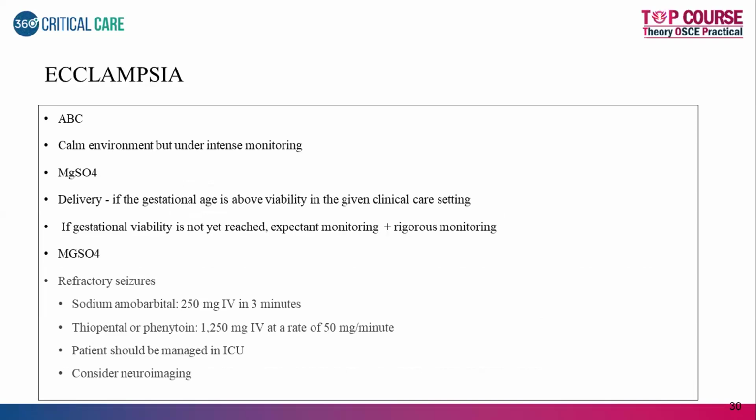If any patient has eclampsia, the first important thing is your ABC: airway, breathing, circulation. Then calm the environment. Give magnesium sulfate. Deliver if the gestational age is above viability in the given clinical care setting. Suppose the patient has not reached viability, then expectant management with rigorous monitoring. For refractory seizures, even after magnesium, the other drug that can be used is phenytoin. Phenytoin is the most preferred one, and usually the patient should be managed in the ICU with consideration of neuromonitoring.